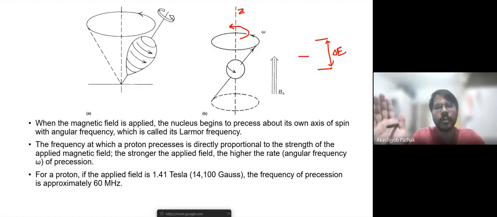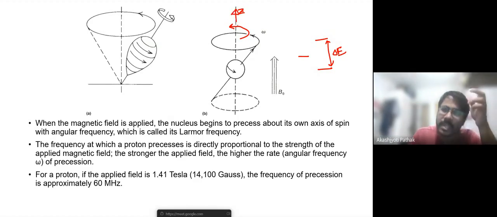It is rotating about its own axis, but along with it, it is also rotating about the external magnetic field. If the direction of the externally applied magnetic field is considered in the z direction, then it is also precessing, or rotating about this z axis. The frequency at which a proton precesses is directly proportional to the strength of the applied magnetic field. The stronger the applied field, the higher the rate of precession.